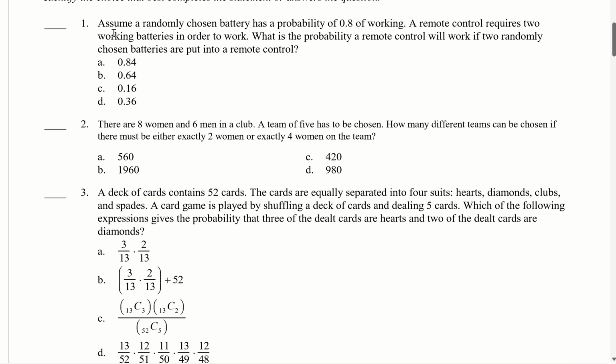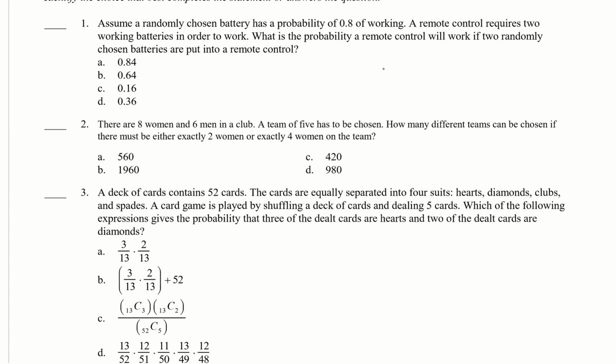So number one, it says assume a randomly chosen battery has a probability of 0.8 of working. A remote control requires 2 working batteries in order to work. What is the probability a remote control will work if 2 randomly chosen batteries are put into a remote control?